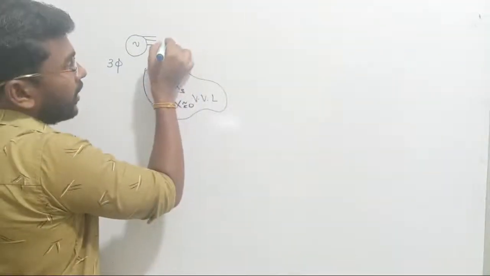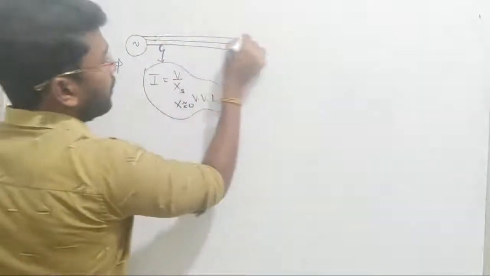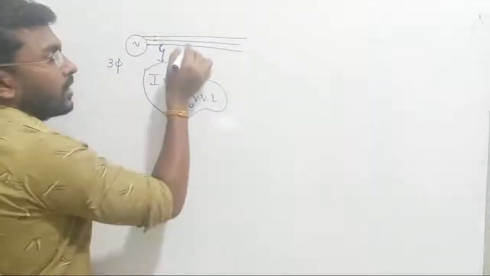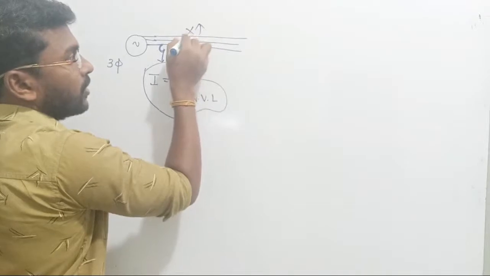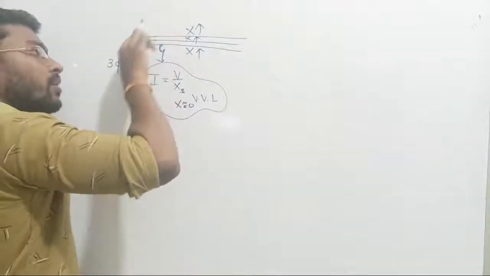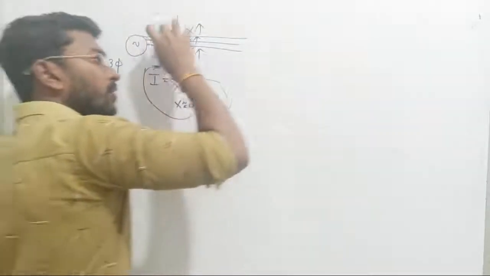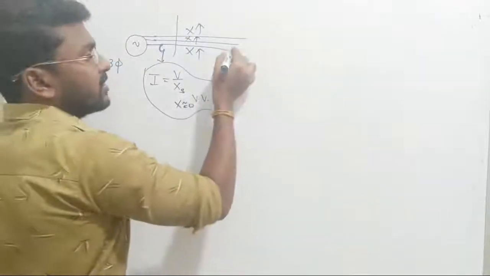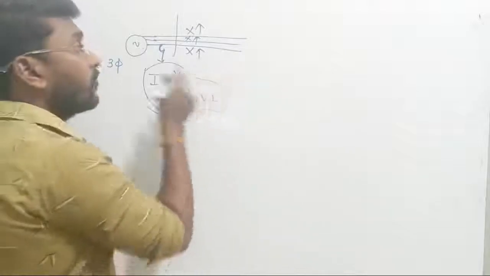Suppose I increase the distance from here, then what will happen? Because of the distance increase, reactance will keep on increasing in each and every transmission line. Yes or no? After generating the power from the alternator, it is injected into the bus bar. From the bus bar we carry it onto the transmission line. Now suddenly there is a fault in our transmission line.